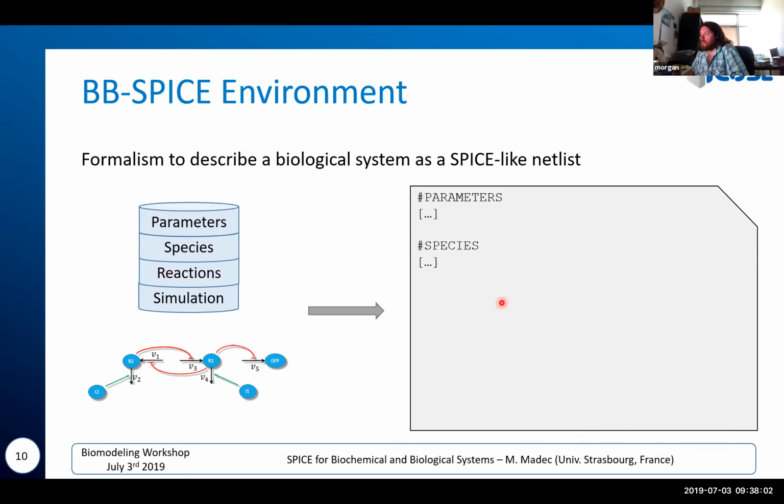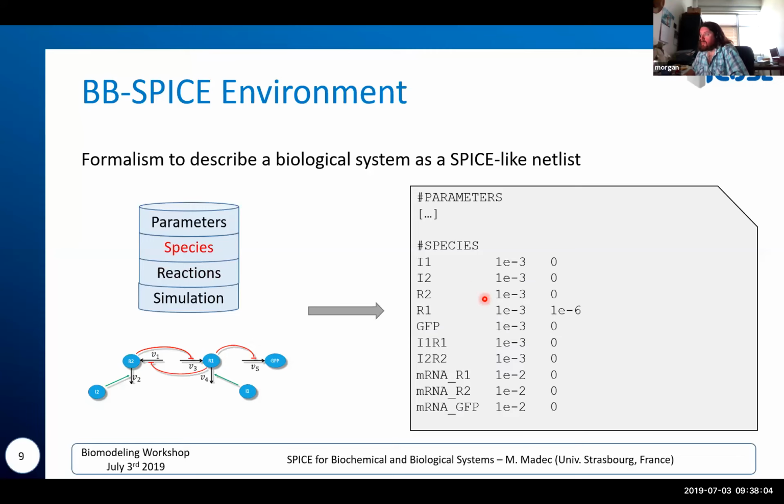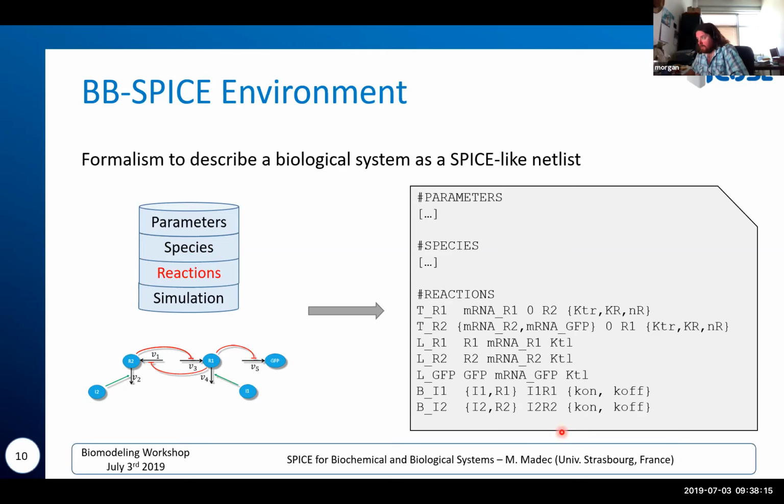Then you will have the species, a list of the species that are involved in this biological system, with for each the degradation rate and the initial concentration. And then you will have the reactions. So this is the list of the reactions that corresponds to this graph.